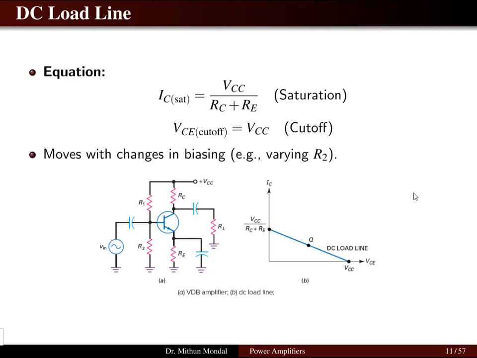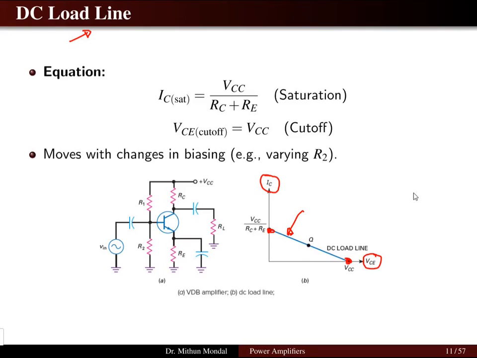If we differentiate the DC load line and AC load line, let us see the DC load line first. In the DC load line, since it is the characteristic of the collector current and collector-to-emitter voltage, the line is known as the load line, and there are two extreme points that we get.